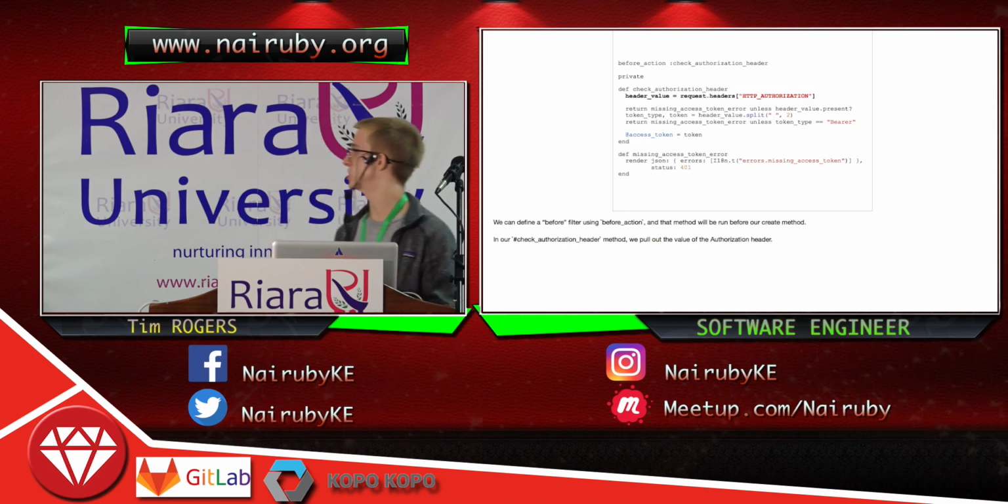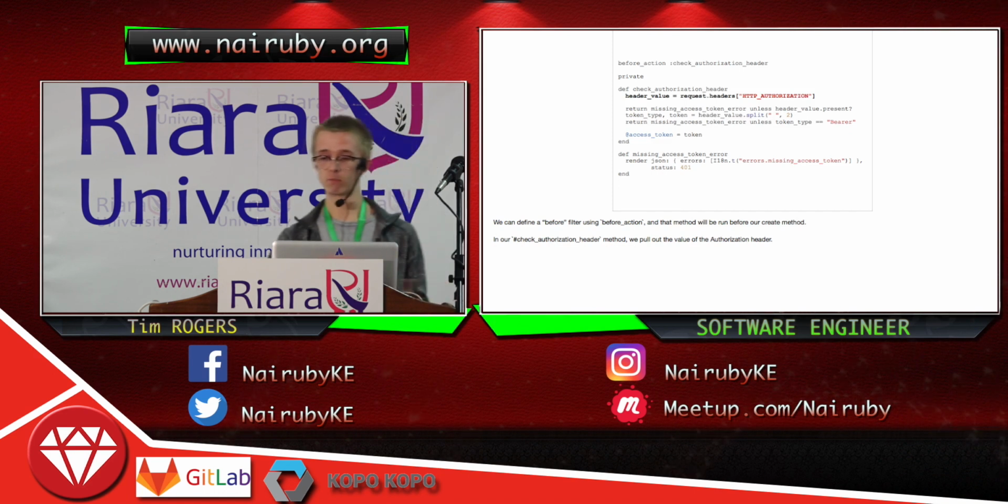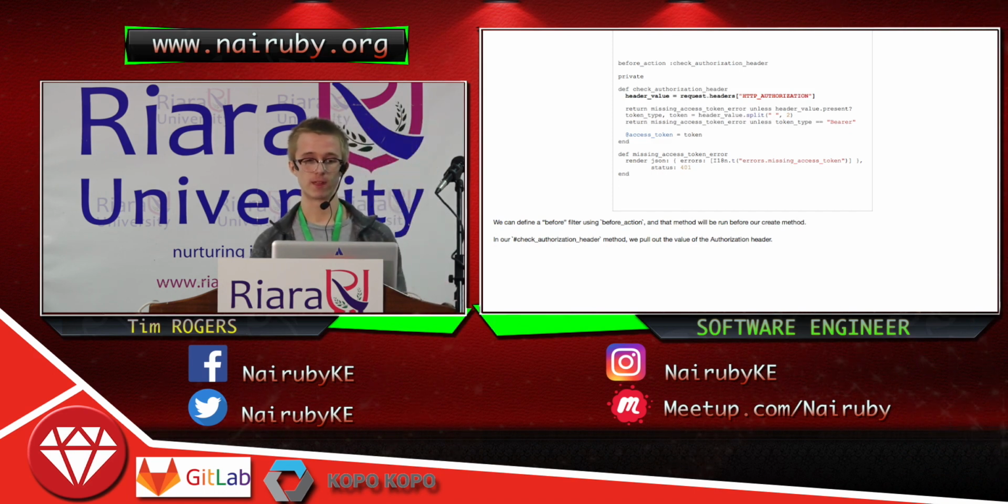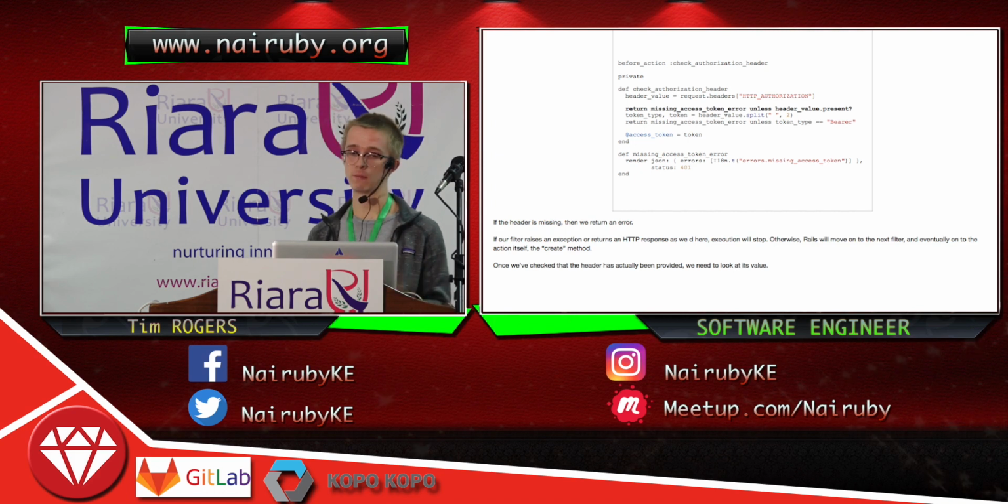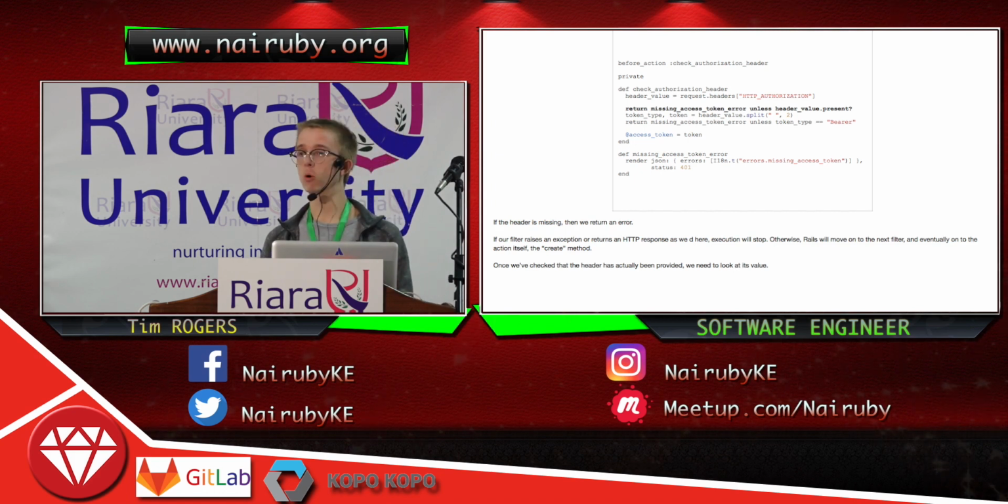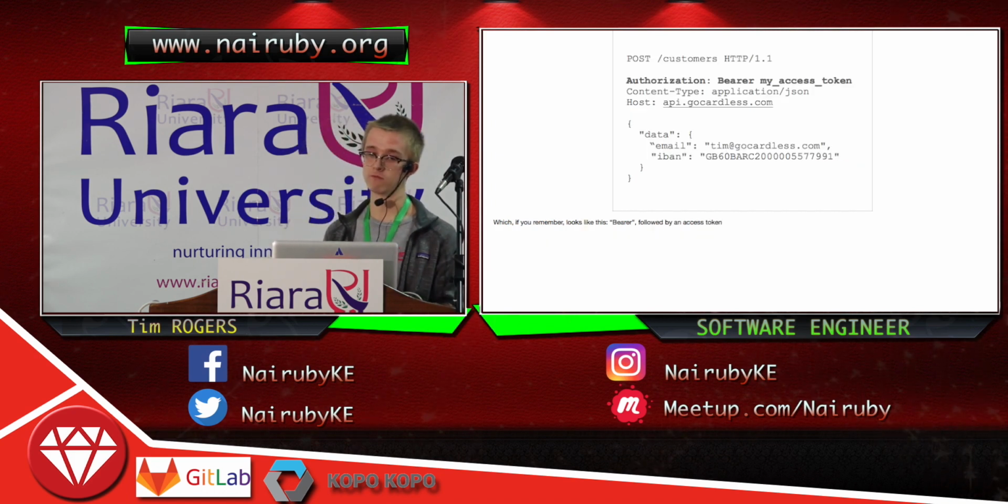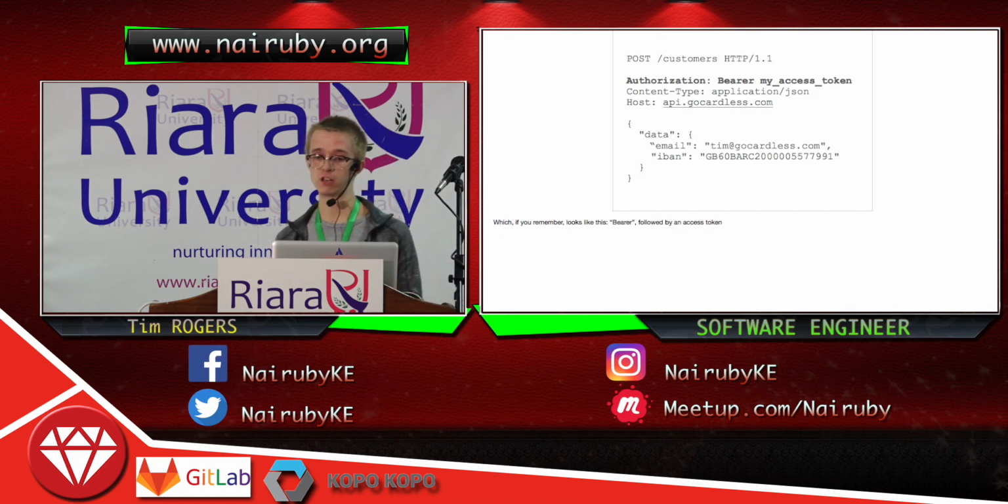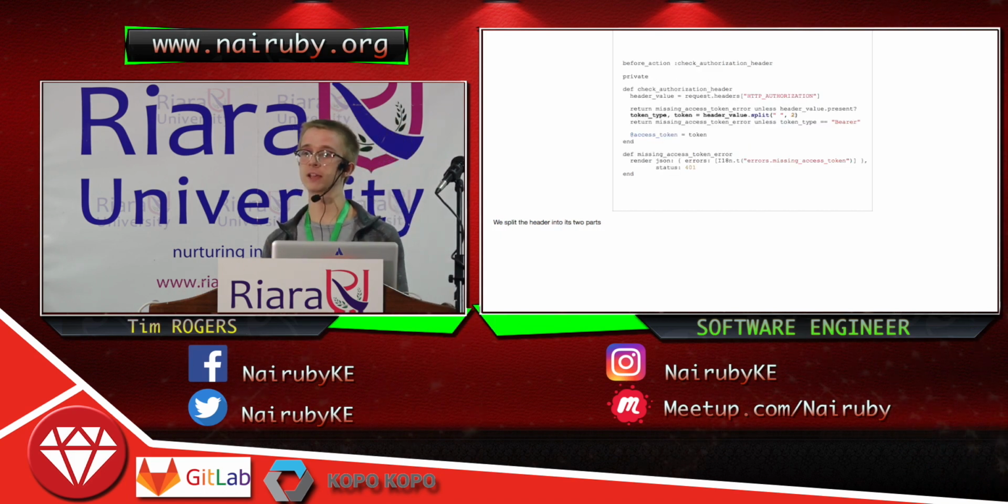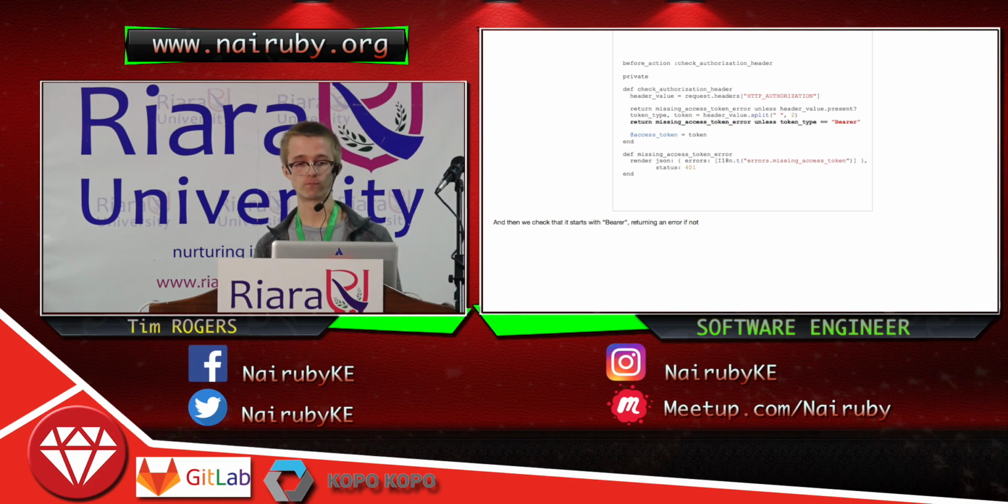In our checkAuthorizationHeader method, we look at the headers, pulling out the authorization header. If the header's missing, then we return an error. It's important to note with filters that if we raise an exception or return an HTTP response, as we do here, execution will stop. Otherwise, Rails will move on to the next filter in the chain and eventually onto the action itself, so our create method from before.